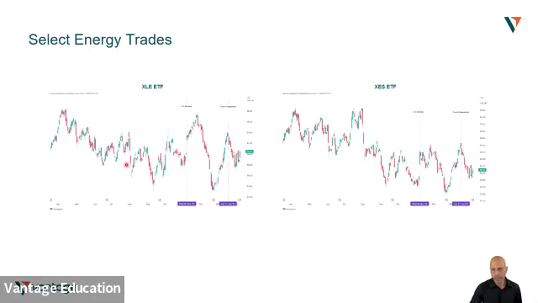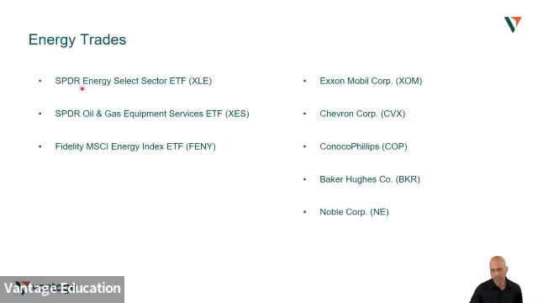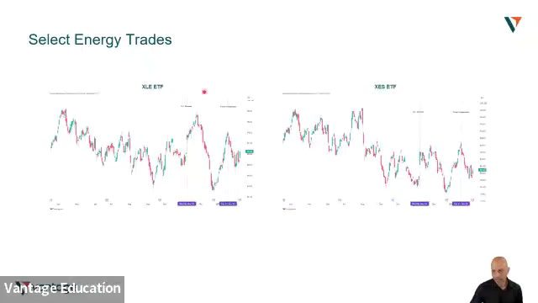Now, on this page, we have the charts for the ETFs, XLE and XES, basically the whole energy select ETF and the oil and gas equipment and services ETF. We can see there are two vertical lines on each chart. The first one is on 6th of November. This was when the elections were held in the US.